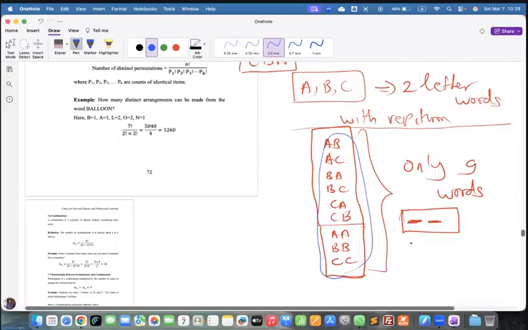So the first position we have 3 ways. The second position also we can select in 3 ways. So 3 into 3, 9, right?